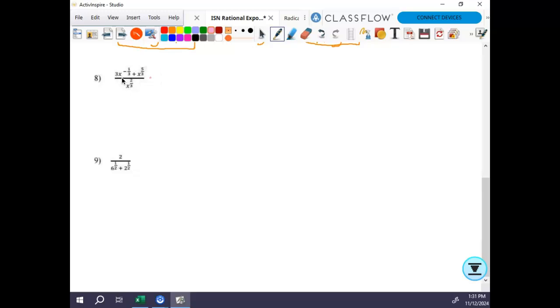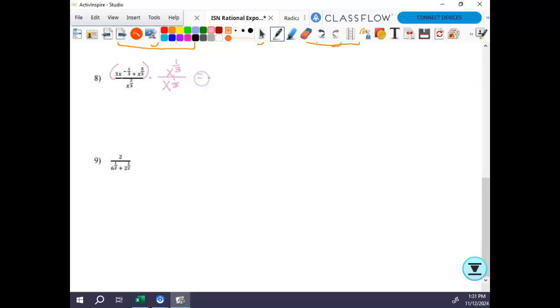So what am I going to have to multiply by? X to the what power? 1/3. X to the 1/3. Okay. And since this numerator has 2 terms in it, I'm going to put parentheses there, because I have to distribute that x to the 1/3 power.